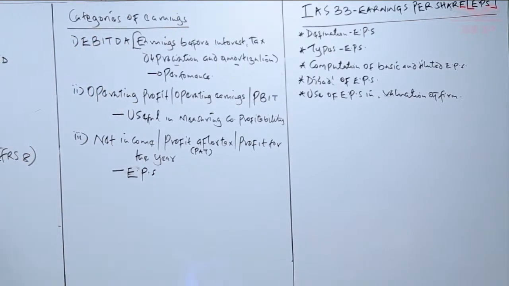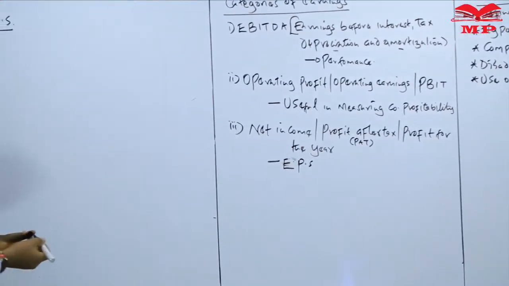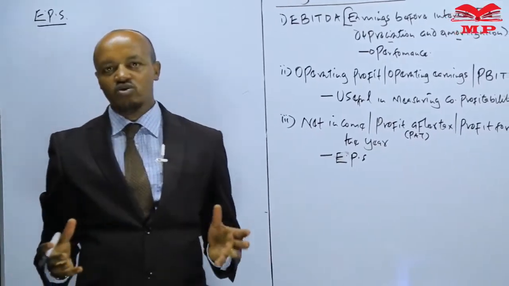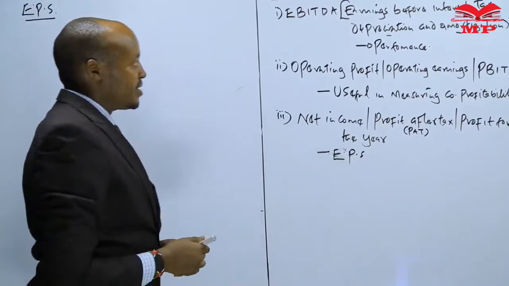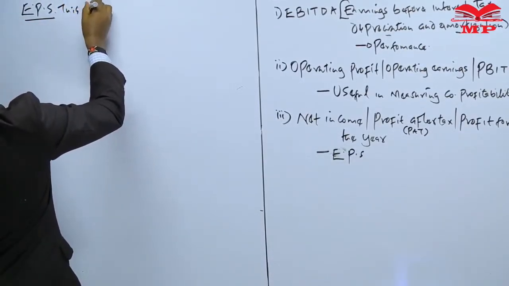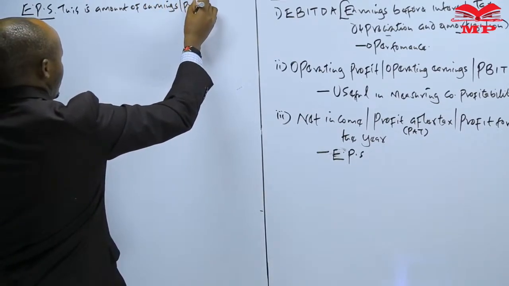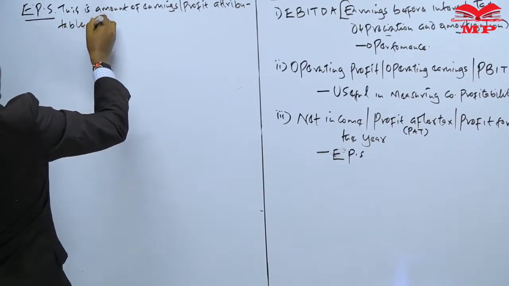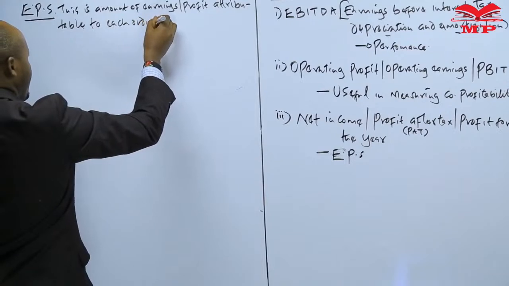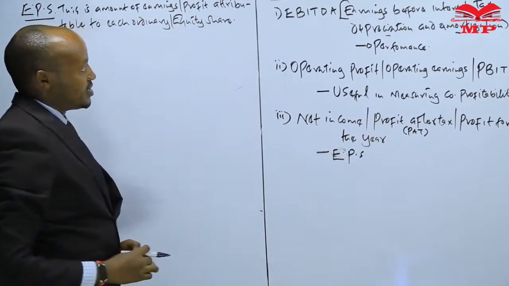I want us to start with defining earning per share as defined under IAS 33. When we talk about earning per share, abbreviated as EPS, this is defined as the amount of earnings, or the amount of profit, which is attributable to each ordinary share, also known as equity share, issued by the company. So that is the definition.